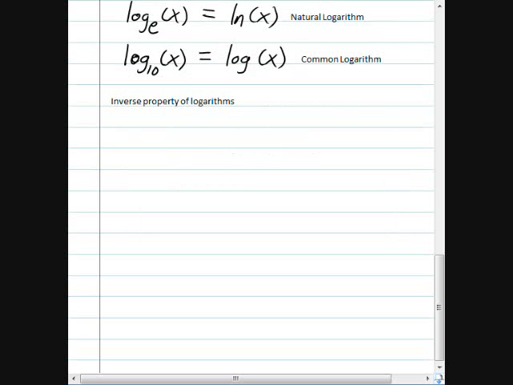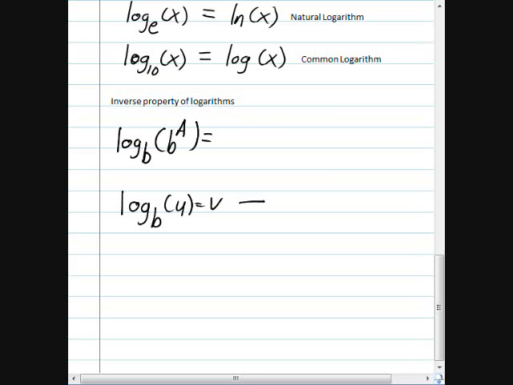We're going to take a look at a few properties of logarithms. The first property we're going to look at is the inverse property of logarithms. If I take log base b of b raised to some power a, then what should that equal? Well, if we go back to our definition or equivalence of logs and exponential equations, log base b of u equals v is equivalent to b raised to the v equals u.